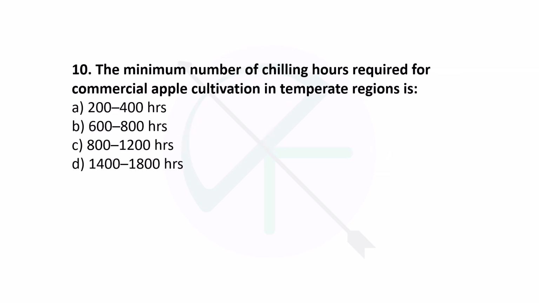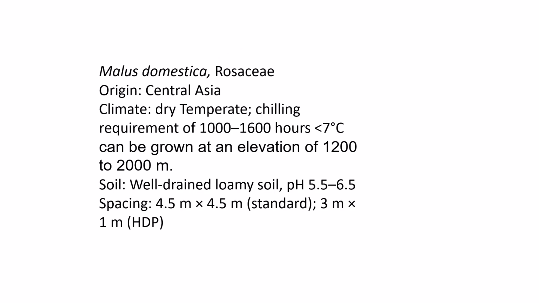Next is, the minimum number of chilling hours required for commercial apple cultivation in temperate region is. The right answer would be 1400 to 1800 hours, that is, less than 7 degrees Celsius. Now, Malus domestica is the scientific name of apple. It belongs to the Rosaceae family. The origin of apple is Central Asia. The climate is dry temperate and the chilling requirement is 1000 to 1600 hours. The option that was closest was 1400 to 1800. So 1000 to 1600 hours of less than 7 degrees is required.